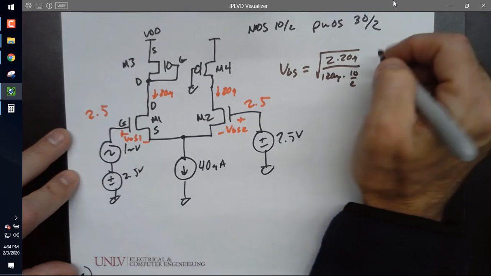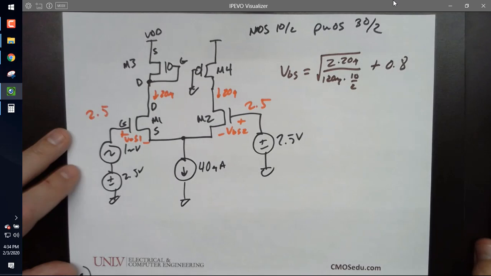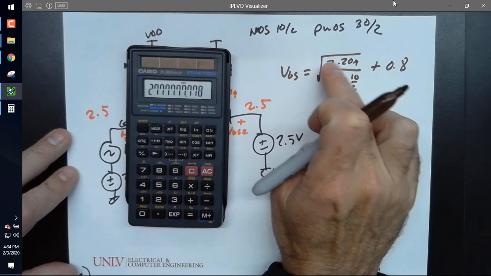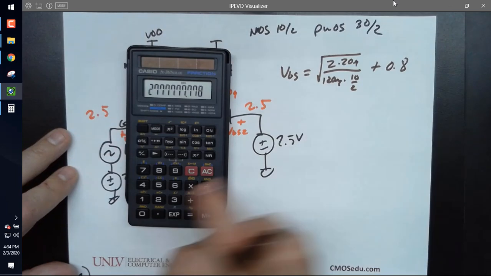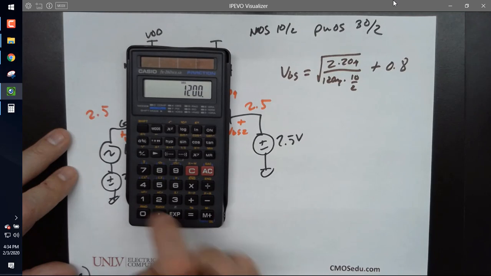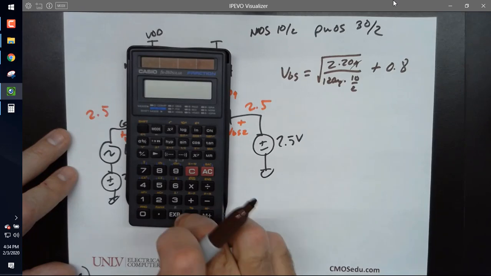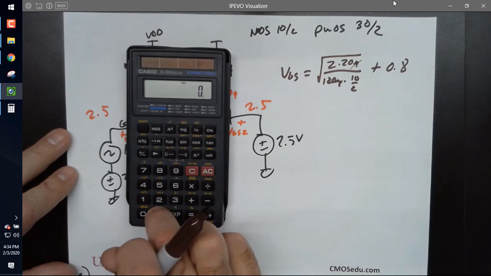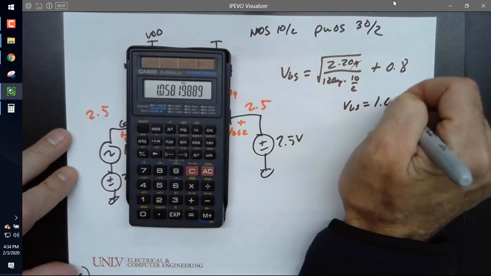Okay, plus 0.8. What's the 0.8? Threshold voltage. So I go, okay, I've got 2 times 20, which is 80. 80 divided by 1200. The micros cancel. Equals, and then square root plus 0.8. And that gives me V_GS equals 1.058 volts.